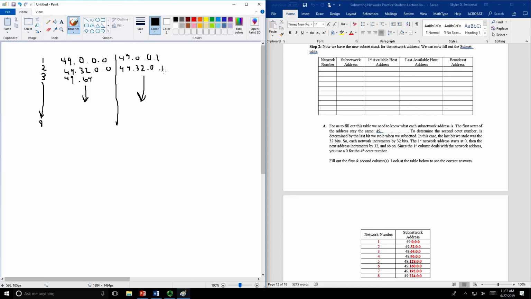So the last two quadrants in this case are going to be the same for this column, 0.1, 0.1, etc. And in each of these columns, the second quadrant will be the same, and the first quadrant will be the same. And they're both getting incremented by 32 here. So 32, 32.